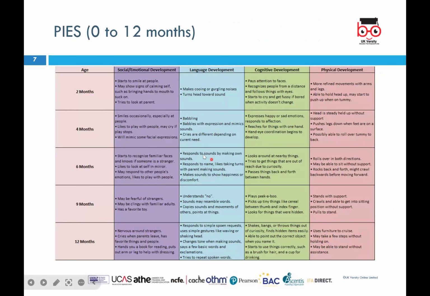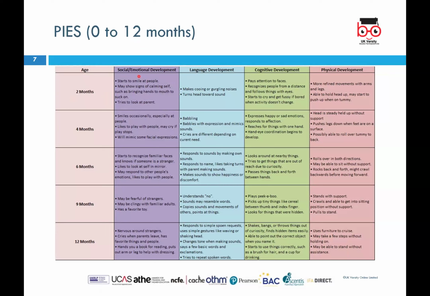So this is a chart that tells you about the physical, intellectual, emotional, and social aspects of growth. Okay, so 0 to 12 months, or infancy. You have social or emotional development, where the child starts to smile at people. They may show signs of calming themselves. They may try to look at the parent. Okay, this is 2 months. And there may be variations in this also.